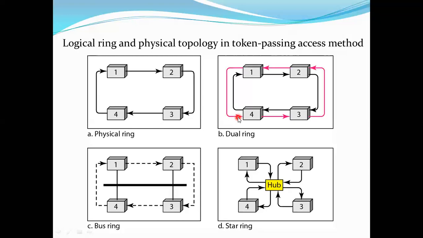One advantage you can see here is that even if the primary ring fails, it is still able to transmit the data. Some applications are high-speed token ring networks, for example FDDI, which stands for Fiber Distributed Data Interface, and another very important one, CDDI, Copper Distributed Data Interface. In these two applications, dual ring topologies are normally used.